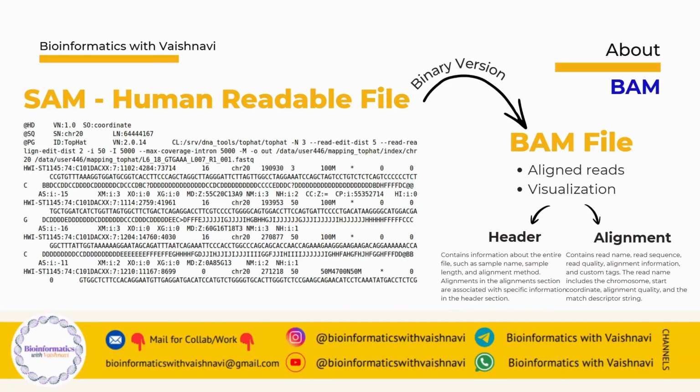So next comes the BAM file. After checking quality, we take FASTQ reads and align them to the reference genome. The result of this alignment is stored in the form of a BAM file. So think of it like this: FASTQ tells us what was sequenced, and the BAM file tells us where it fits in the genome. See, a BAM file is nothing but the binary version of the SAM file.